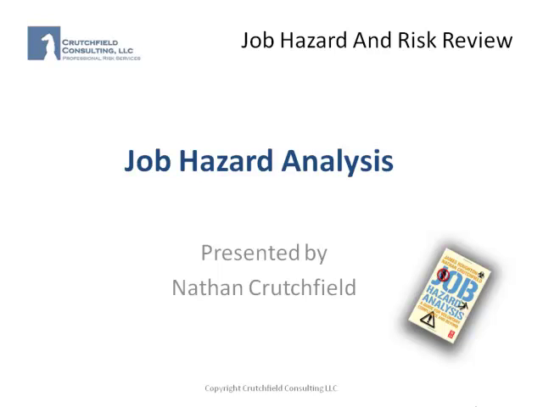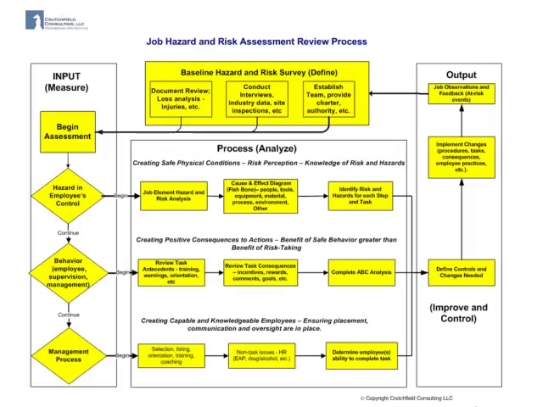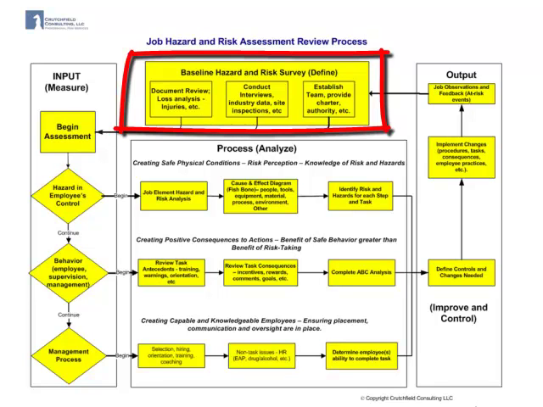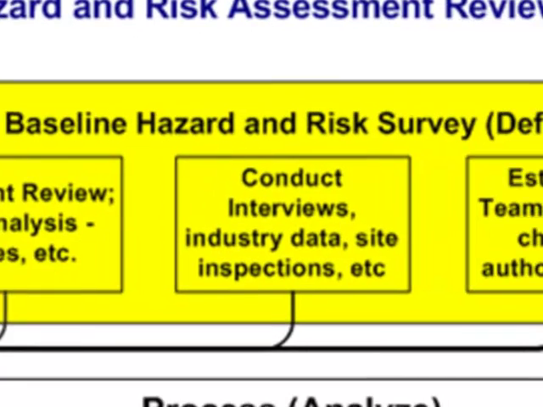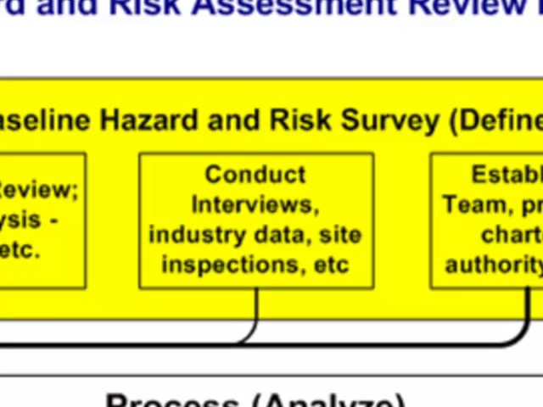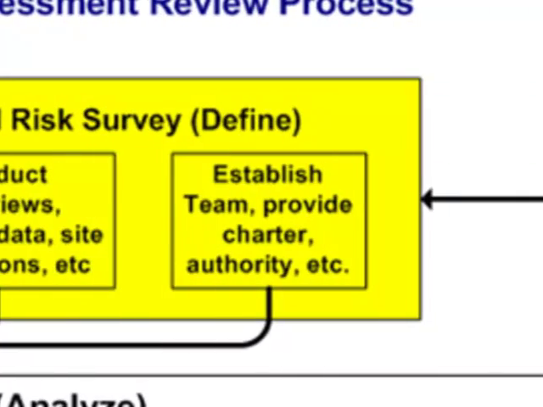We're looking at the overall process of what needs to come together to do a job review. I realize this is a very busy slide, so bear with me a few moments. It'll come together, as you'll notice, it is based on Six Sigma. You have the basic data gathering at the top with the baseline hazard and risk survey. Here we're gathering the documents, the loss data, the entry data, we're conducting the interviews, the industry data, site inspections. We're establishing the team and providing for charter and authority, getting everything together.